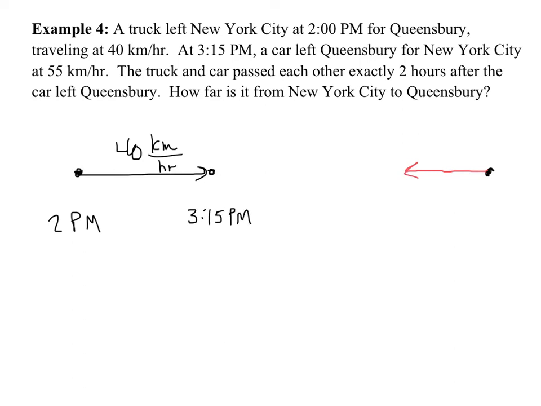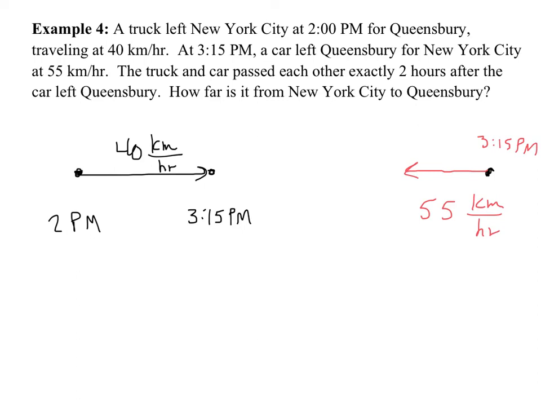Okay, then it says after that, it's traveling at 55 kilometers per hour from Queensbury, so let's label the rate there. Then it says that the truck and car passed each other exactly 2 hours after this car on the right leaves Queensbury. So what time are they going to pass each other at? 5:15, right? Because again, this car leaves at exactly 3:15 p.m. from this location. And at that point in time, this car has already traveled some distance. And now they're going to meet at some point in between those at 5:15.